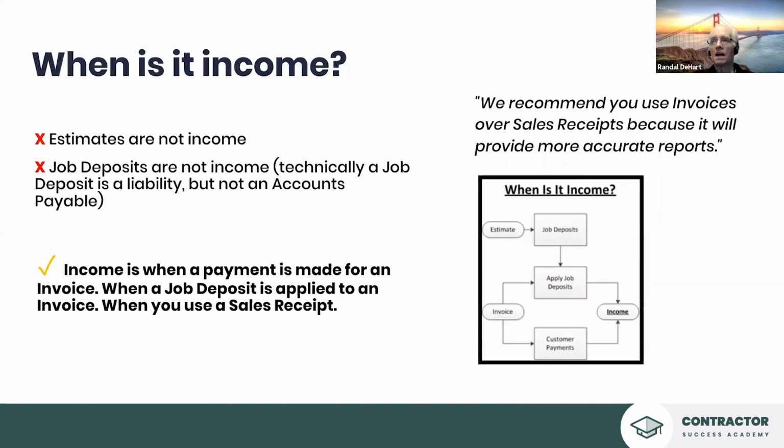So one of the questions I get asked by contractors all the time is, when is it income? Well, estimates are not income. A job deposit is not income. Technically, a job deposit is a liability, but it's not accounts payable. So income is really simple. It's when a payment is made for an invoice. So when a job deposit is applied to an invoice, or when they use a sales receipt. So you see the little picture over here. Income comes from applying job deposits and customer payments to invoices. So it's pretty simple. That's what income is.